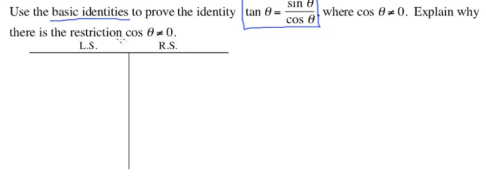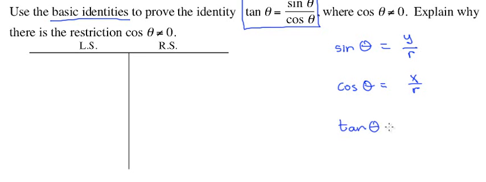The basic identities are on page 617, and they tell us that anytime you have a sine, it represents the y-coordinate divided by the radius of your circle, that the cosine of some angle is your x-coordinate over the radius of your circle, and that the tangent of your angle is your y-coordinate divided by your x-coordinate. Using these, we can do this thing very quickly.